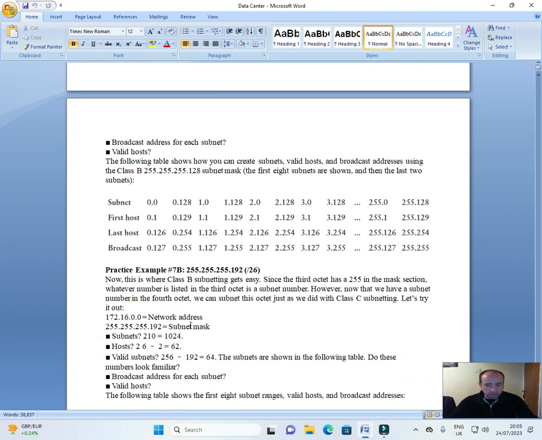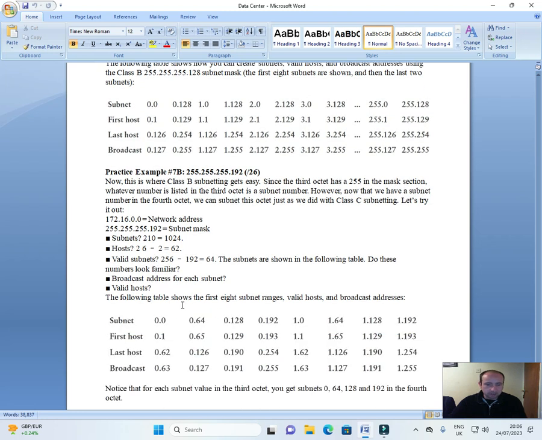172.16.0.0 equals network address. 255.255.255.192 equals subnet mask. Subnets: 2^10 equals 1024. Hosts: 2^6 minus 2 equals 62. Valid subnets: 256 minus 192 equals 64. The subnets are shown in the following table. Do these numbers look familiar? Then the broadcast address for each subnet and the valid hosts.